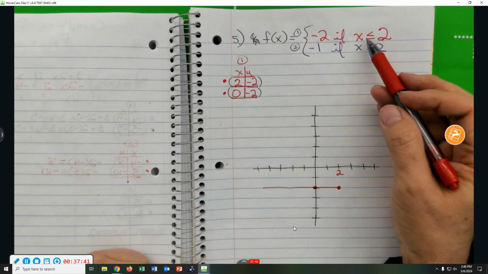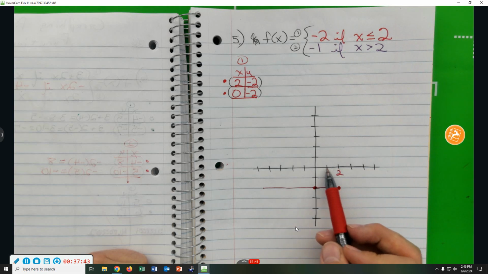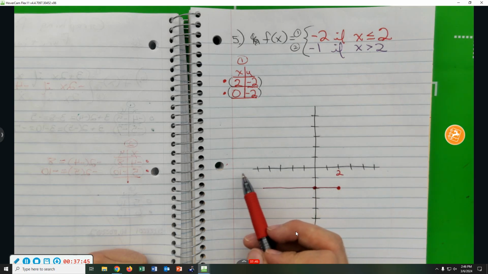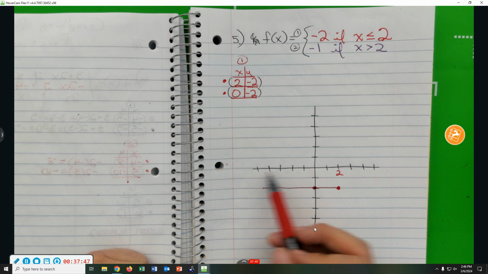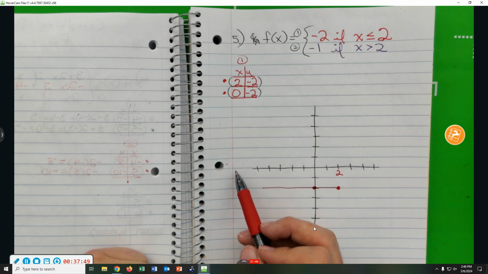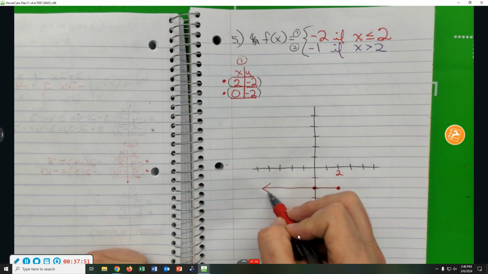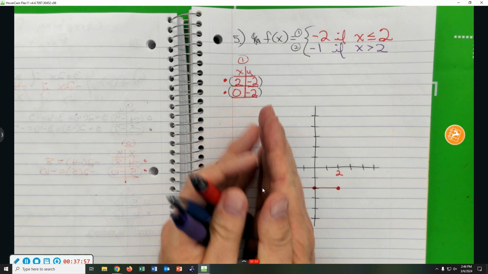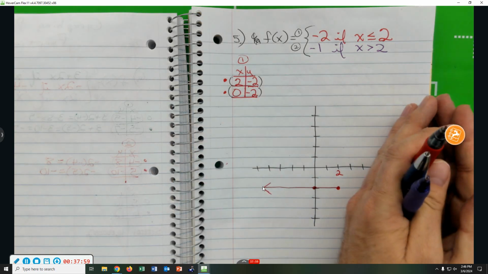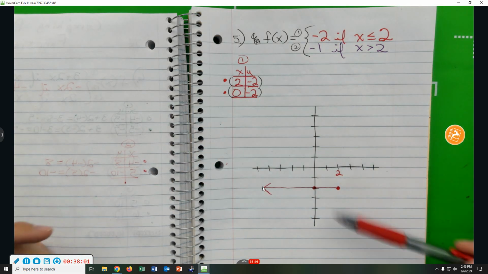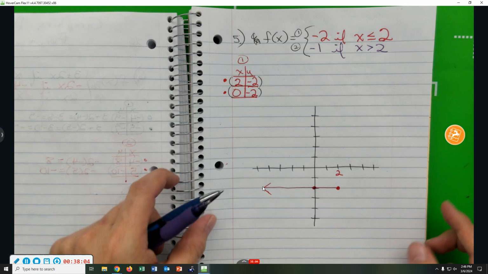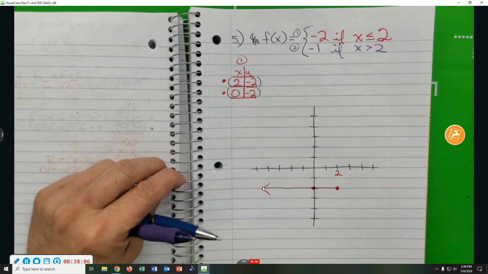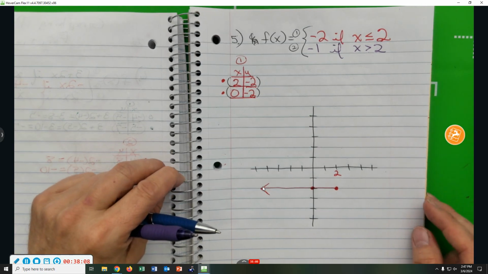You start at this point. Does this interval x less than 2 ever stop? No, so the left side of the graph can't stop. If you're going to have arrowheads, you can only have an arrowhead on the left side and one on the right side. You can't have arrows appearing in the middle of the graph. It can only be at the leftmost and the rightmost.